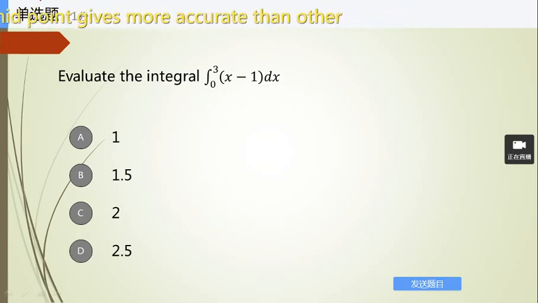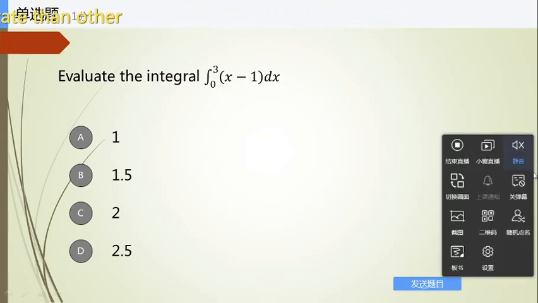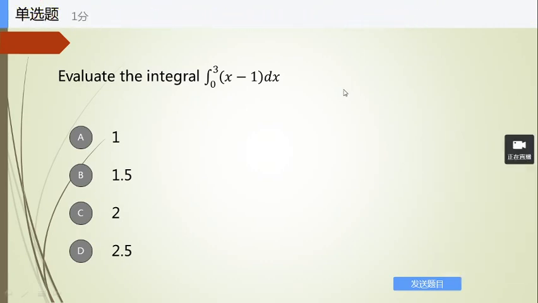Some people write that the middle point will be more accurate, okay? So I'm going to close the chat comments, because we are going to do the quiz. I don't want anyone to post their answers in the comments to share with others.